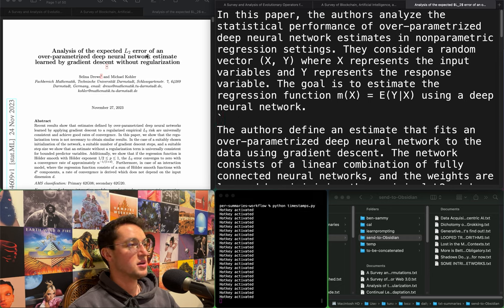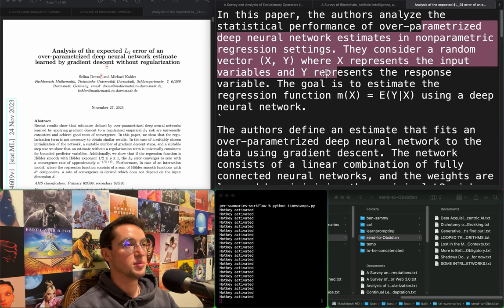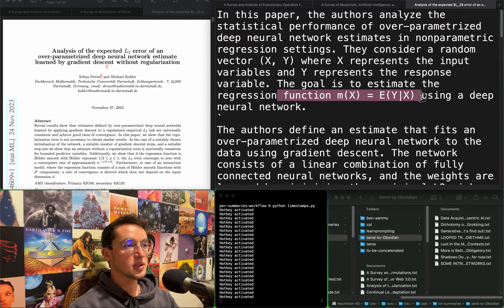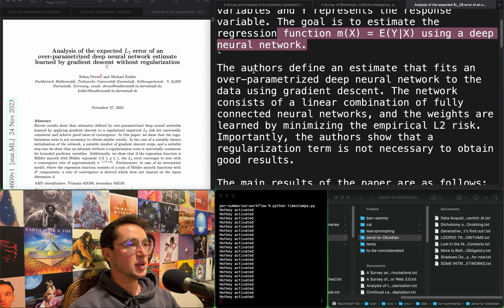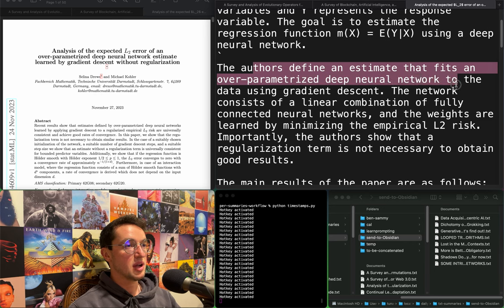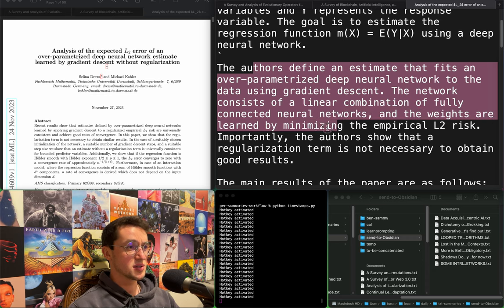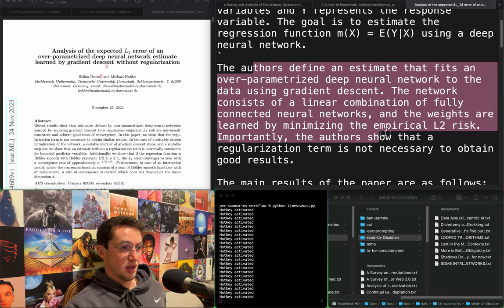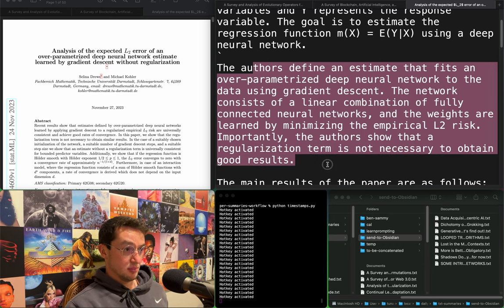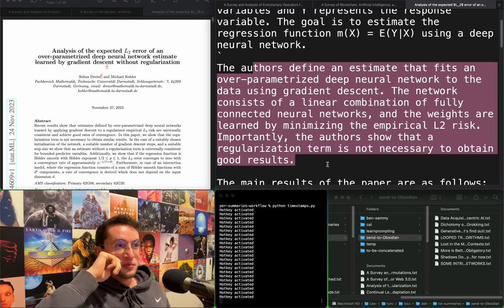Analysis of the expected L2 error of an overparameterized deep neural network estimate learned by gradient descent without regularization. That was a mouthful. Analyze the statistical performance of overparameterized deep neural network estimates in non-parametric regression settings. Consider a random vector (X, Y) where X represents the input variables and Y represents the response variable. Goal is to estimate the regression function using a deep neural network. Why? Define an estimate that fits an overparameterized deep neural network to the data using gradient descent. Network consists of a linear combination of fully connected neural networks, and the weights are learned by minimizing the empirical L2 risk. Importantly, the authors show that a regularization term is not necessary to obtain good results. Whatever.